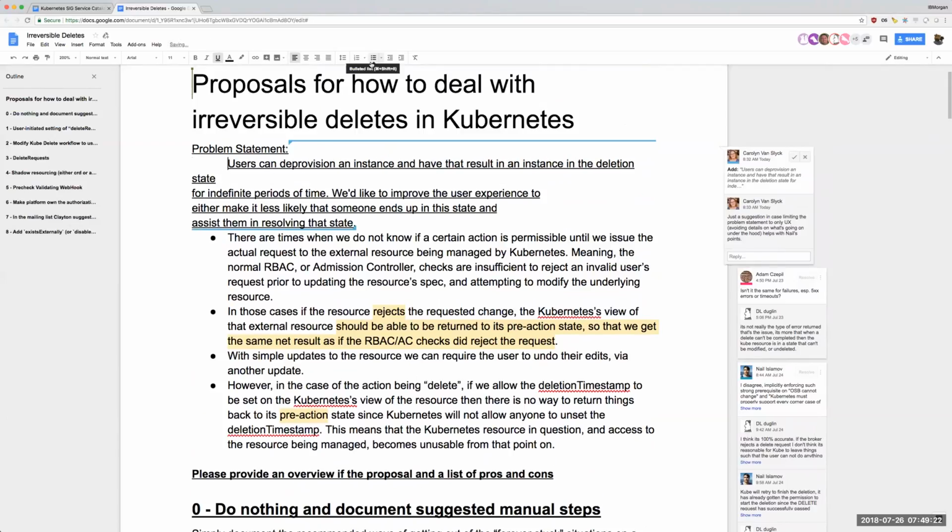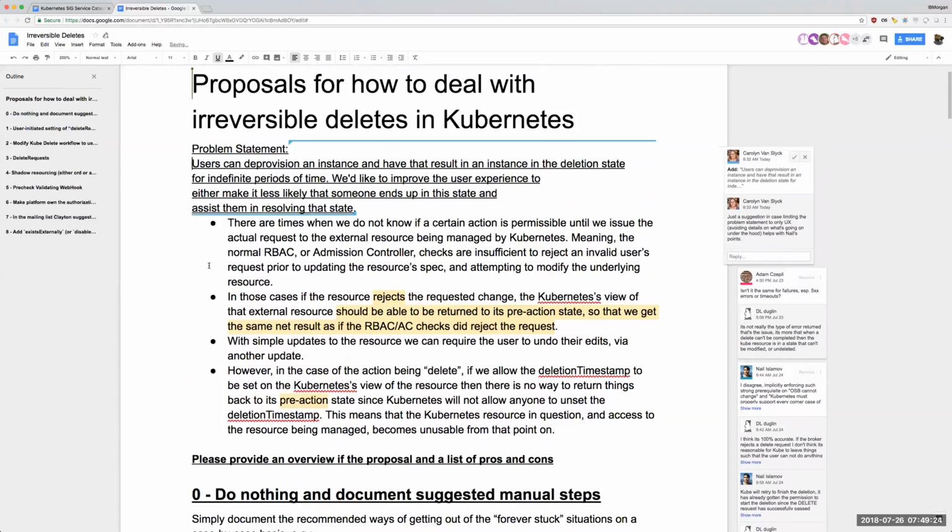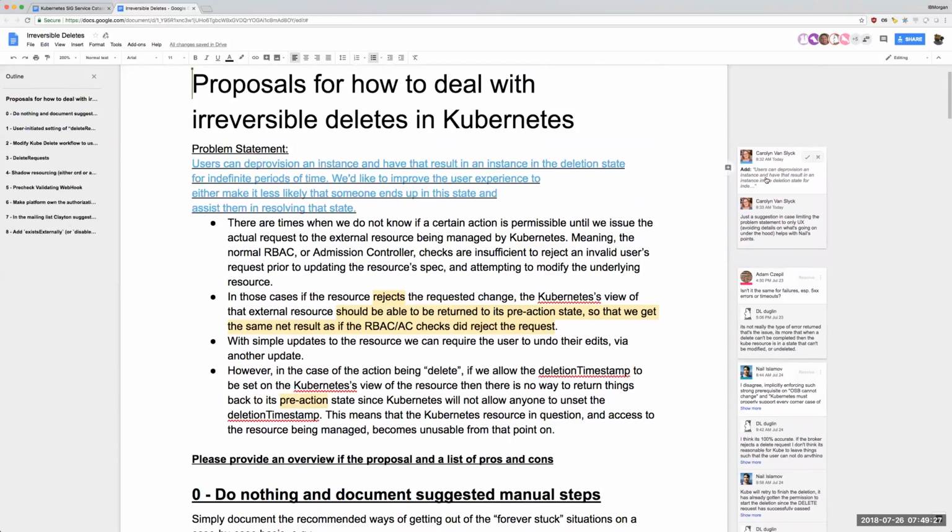If that doesn't help, that's fine. We can just delete it. Oh, I really like this problem statement. I think it's much better than the one we used to have.